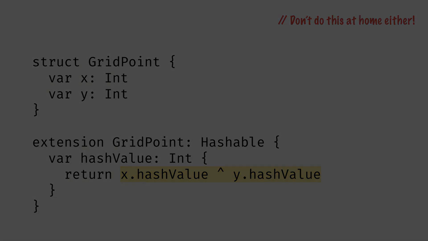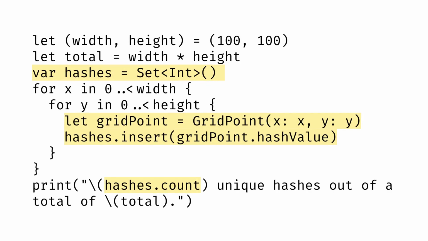And now looking at this code, which opens a set, then creates all the grid points on the canvas from 100 by 100, and inserts the hash values of those grid points into the set, and then later on counts the number of unique hashes in the set. The input is 10,000 unique items. What would you guess is the output? What is the number of unique hashes generated by the hash function we just saw on the slide before?